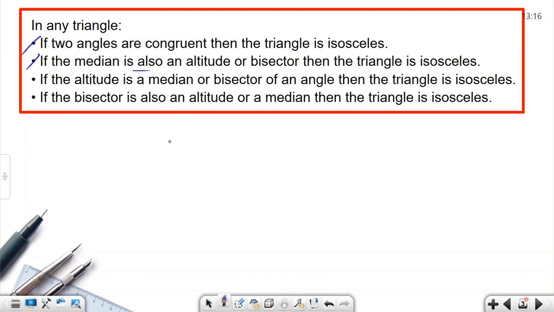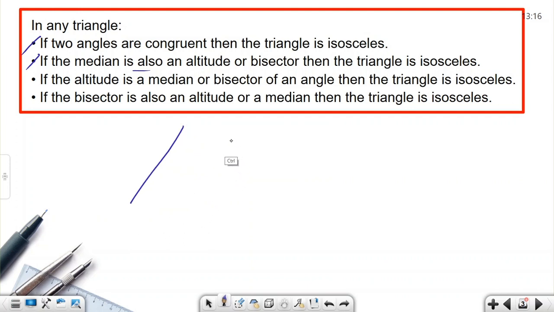So let's continue. If the bisector is also an altitude or a median, it's an angle bisector at the top. Let's draw an angle bisector here and cut this top angle into equal parts. If it's an altitude, so this is 90 degrees, we call this triangle isosceles, so I can say these two parts are congruent. Or if it's not 90 degrees but it's a median, it divides this base into equal parts, so I can say that's an isosceles triangle.